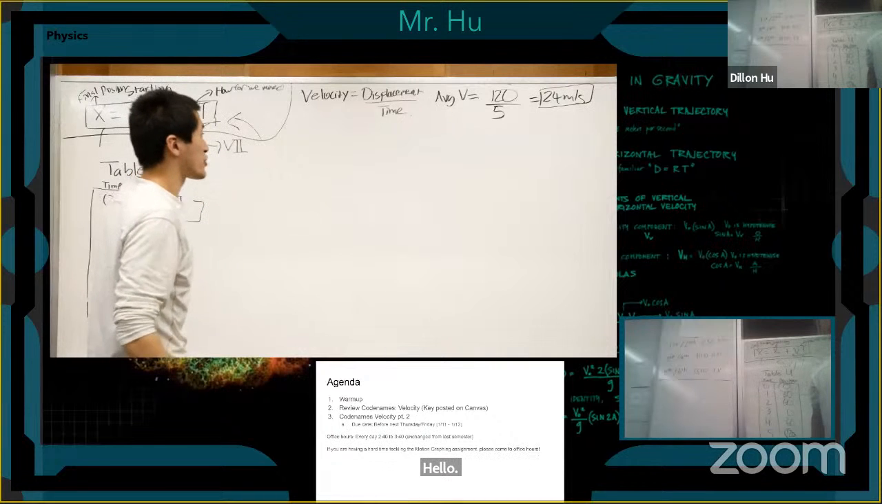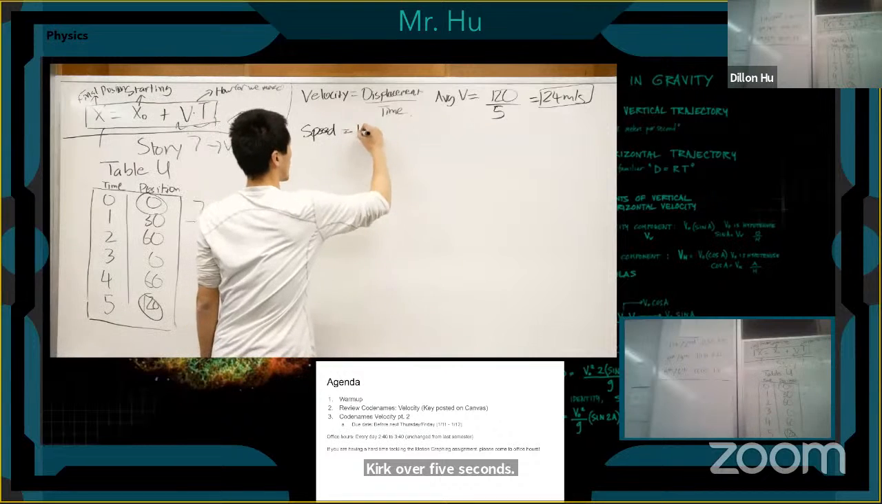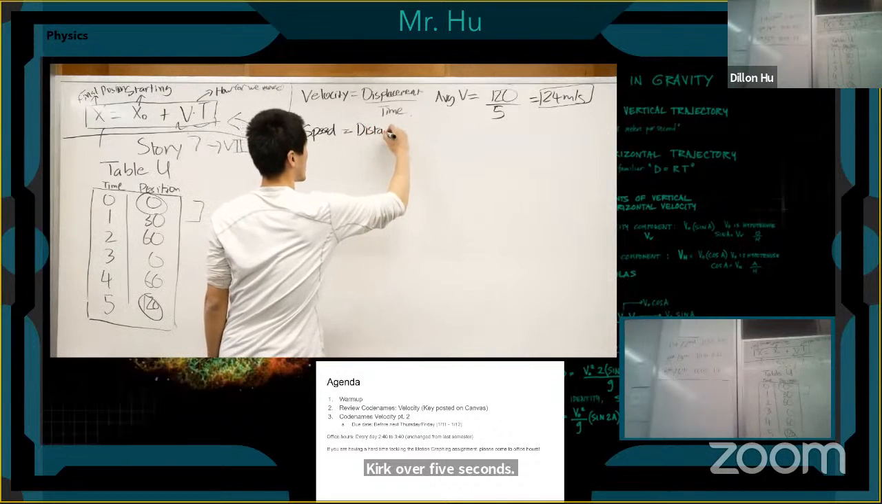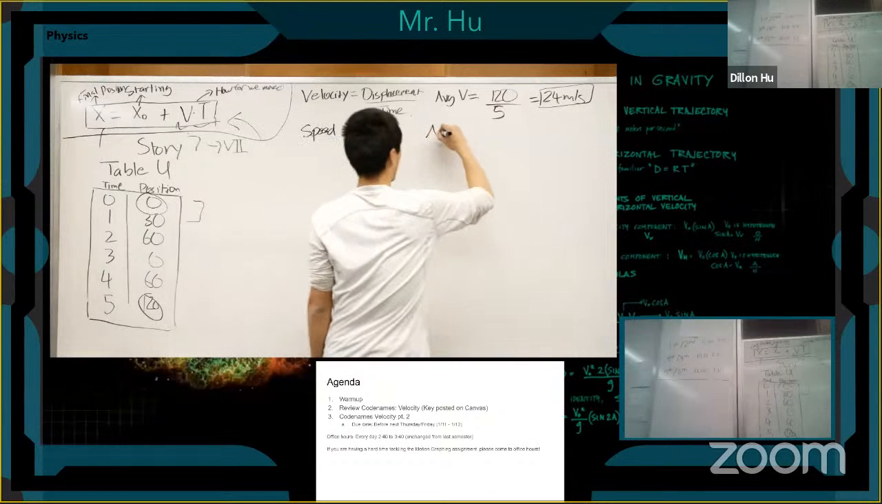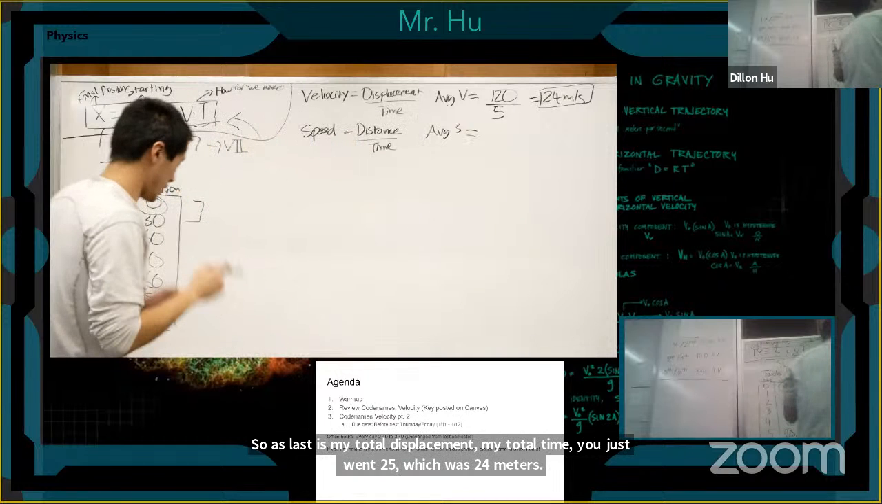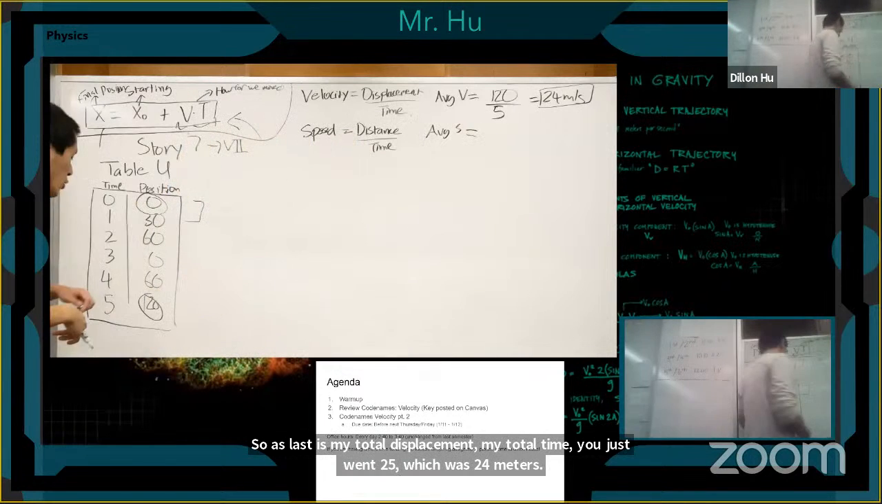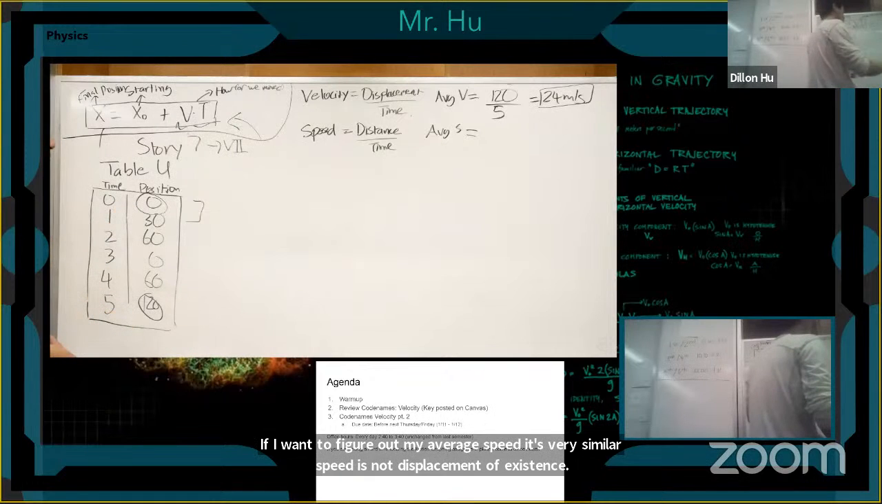If I want to figure out my average speed, it's very similar. Speed is not displacement over time, it's distance over time. So if I want to figure out my average speed, well, it's similar, right? Here's the difference. For displacement, I only care about where I started and where it ended. For speed, I care about every single little detail about my journey the whole time.